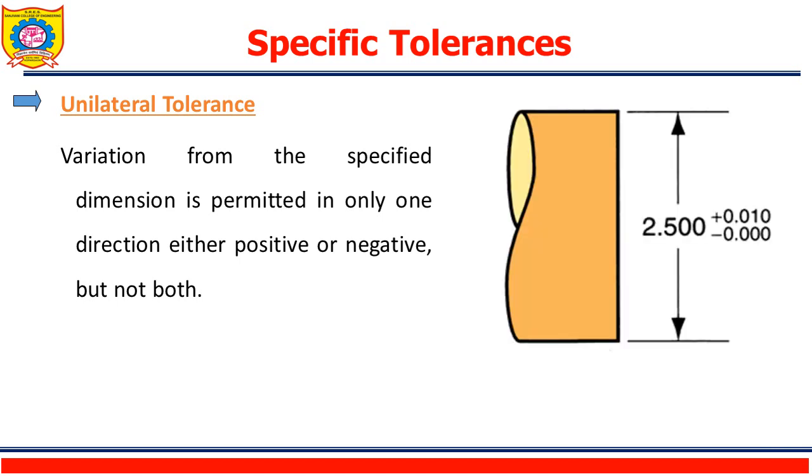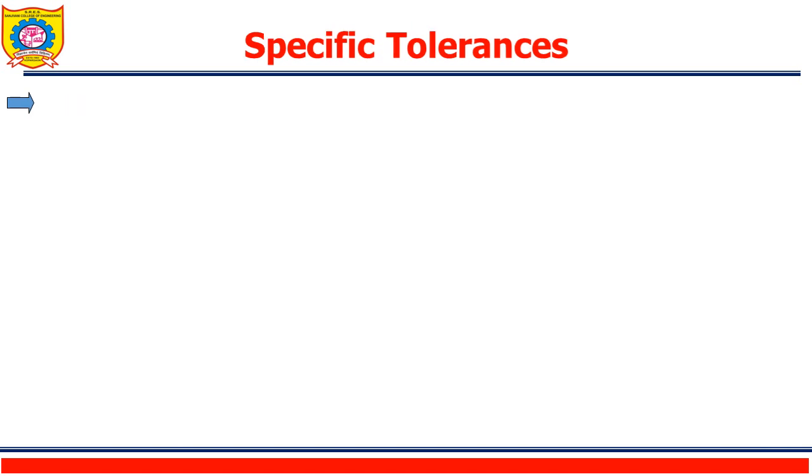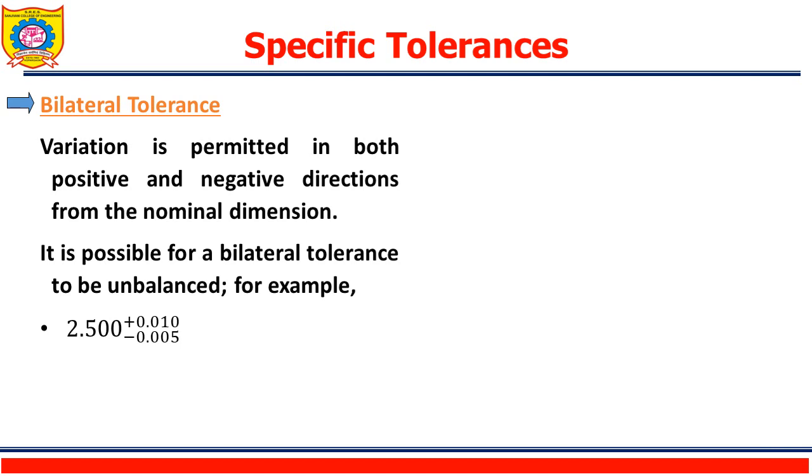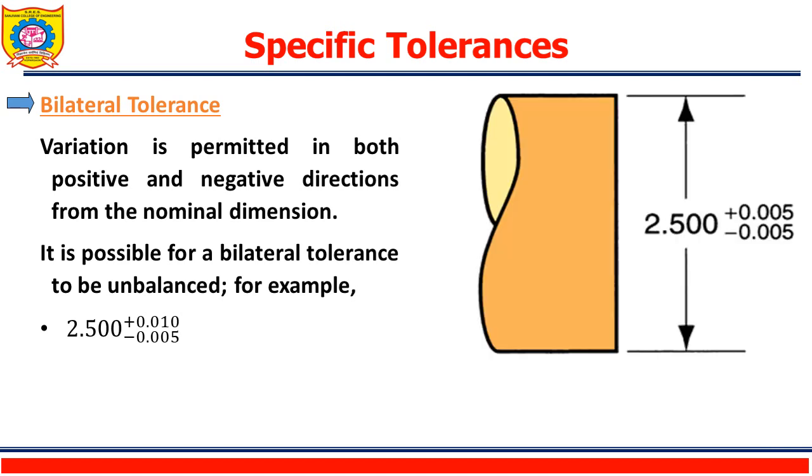See here, I have shown a figure where the shaft has diameter 2.5, let us assume in mm. The permissible variation is also mentioned here, plus 0.010 and minus 0.000. This is only on one side of the given dimension. Now bilateral tolerance. Variation is permitted in both positive and negative directions from the nominal dimension. It is possible for a bilateral tolerance to be unbalanced.